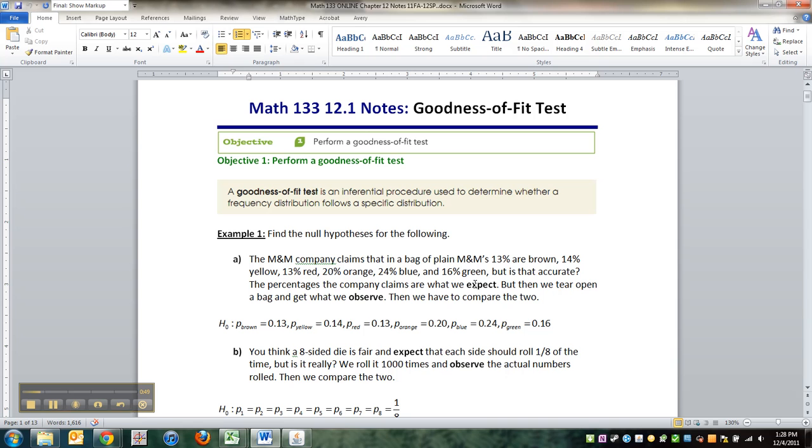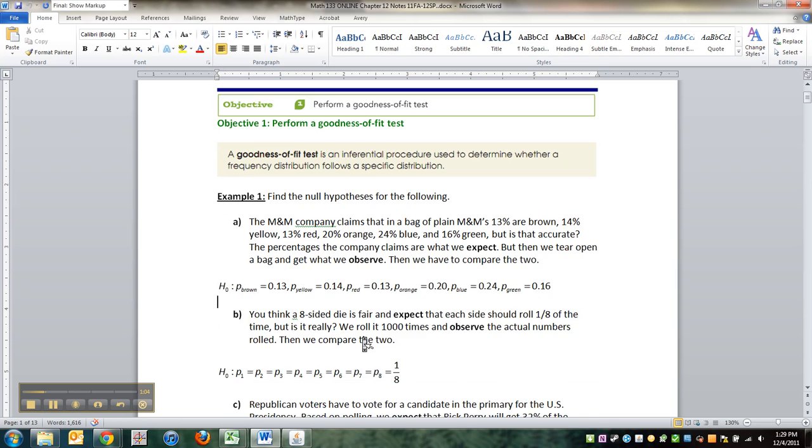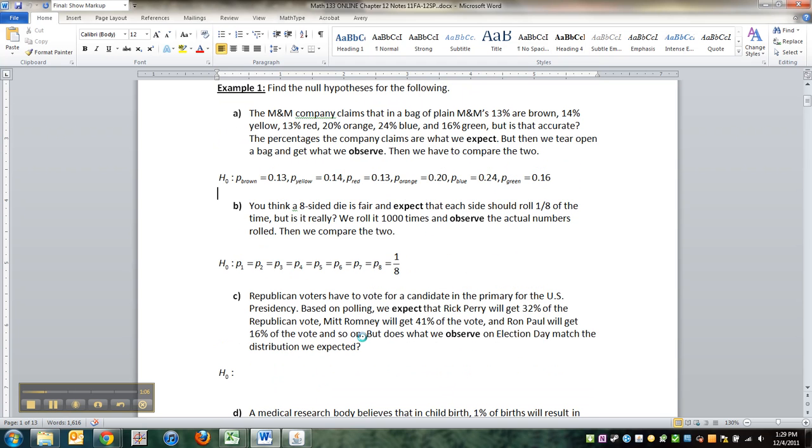That's what we expect. But then you tear open a bag and you observe what you actually see, right? And so your null hypothesis is that the proportions of brown, yellow, and red are what they claimed it was. And then the alternative to that would be that something is different, right? That we're not seeing what we would expect. We'll work on that in a second.